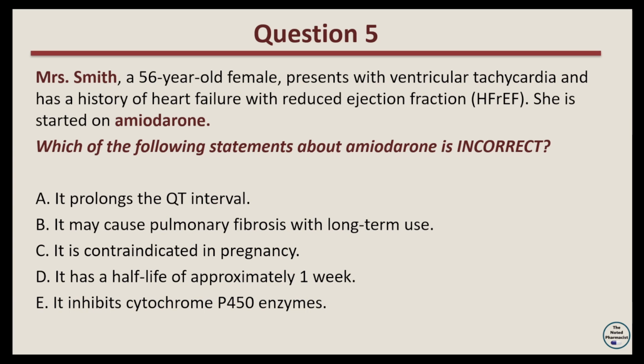Option A, it prolongs the QT interval. Option B, it may cause pulmonary fibrosis with long-term use. Option C, it is contraindicated in pregnancy. Option D, it has a half-life of approximately 1 week. Option E, it inhibits cytochrome P450 enzymes.